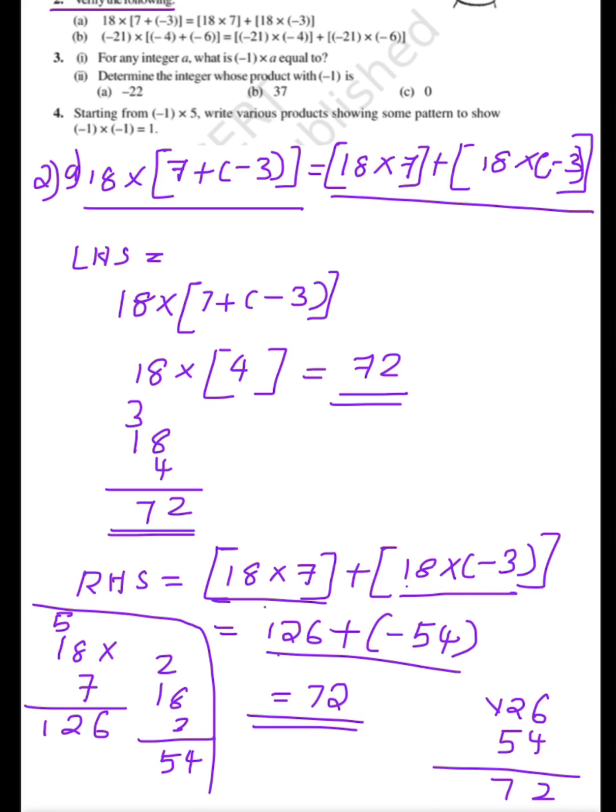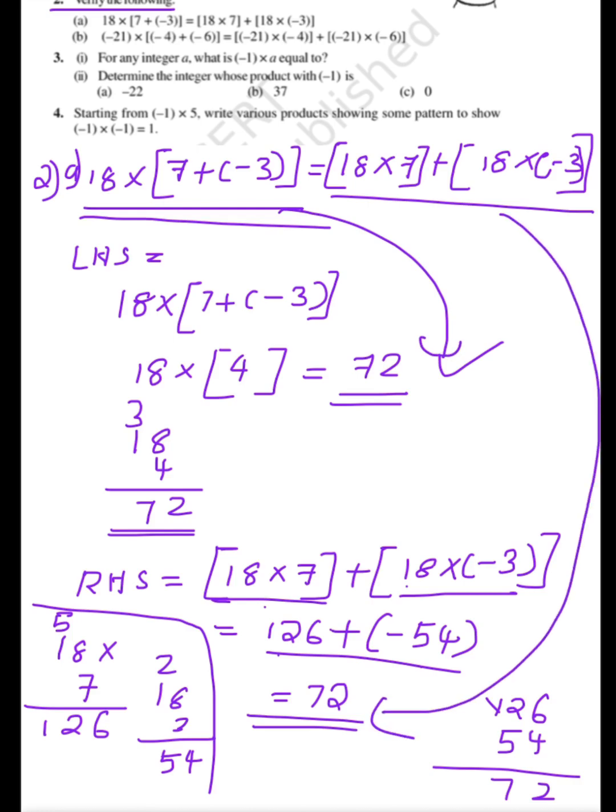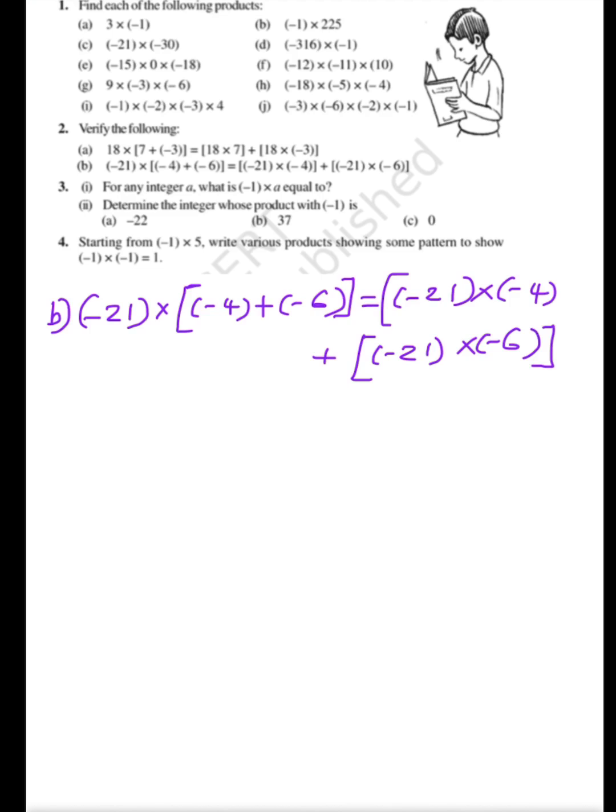So for LHS we got 72. That means for this we got the answer as 72, and for this also we got the answer as 72. Since 72 is equal to 72, we have verified our answer. Okay. Now let's see B. Minus 21 into minus 4 plus minus 6 equals minus 21 into minus 4 plus minus 21 into minus 6. Again distributive property.